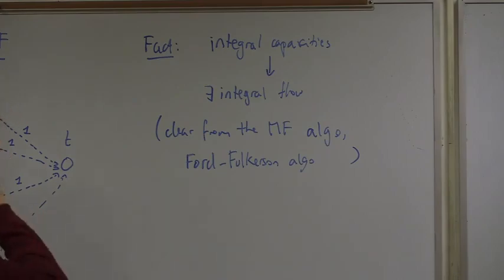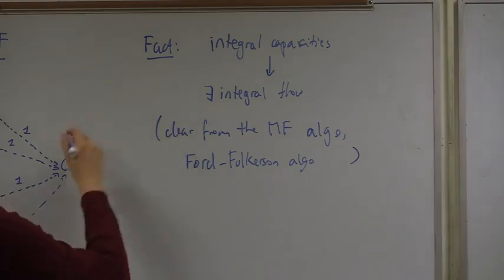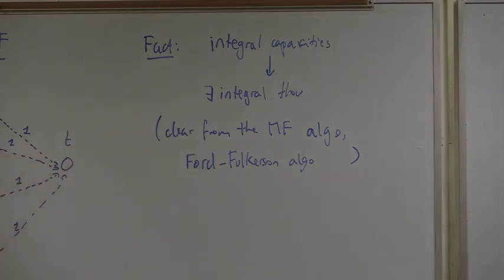So this fact tells us that on this network there is an integral flow, okay? And so now I want to informally argue that there is a correspondence between matchings on the bipartite graph and integral flows on the network derived from the bipartite graph.